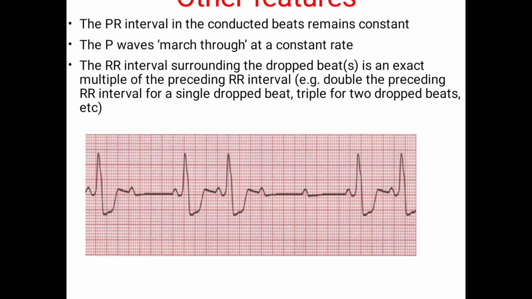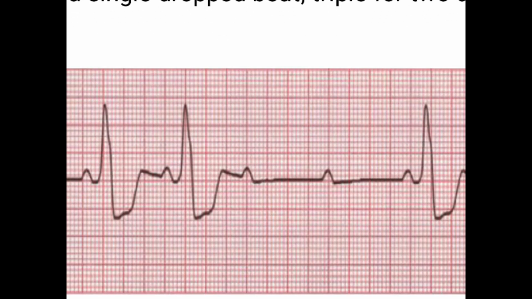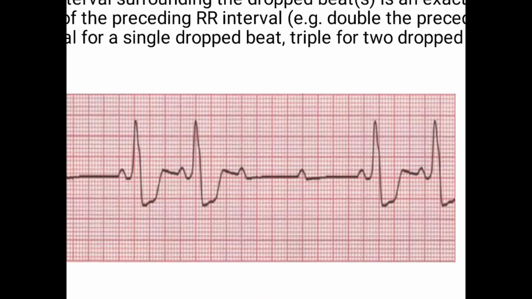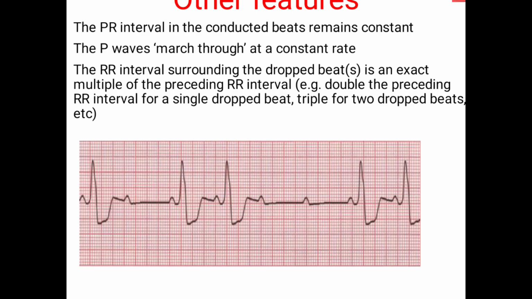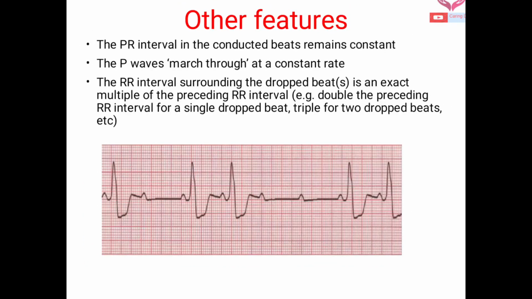In this ECG we can see this non-conducted P wave, and here the RR interval on both sides of this non-conducted P wave is almost 3 times the previous RR interval, because in this ECG we see two non-conducted P waves. So when we have two non-conducted dropped beats, the RR interval will be triple the preceding RR interval.